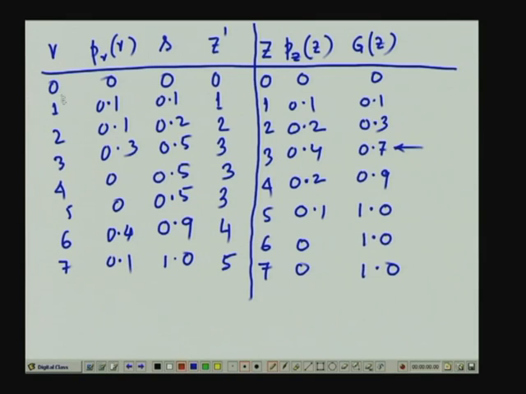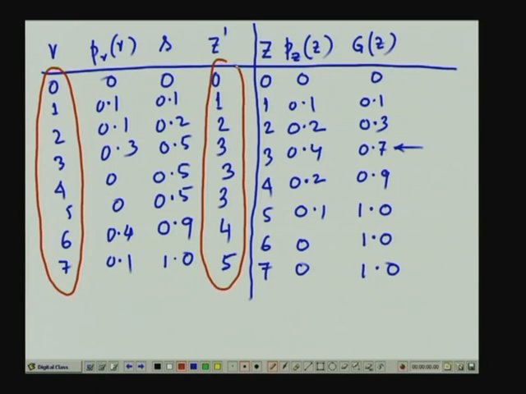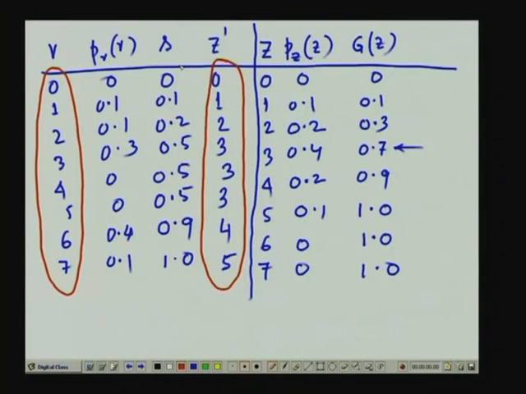So, these two columns, the column of r and the column of z prime, these two columns give us the mapping between an intensity level and the corresponding processed image intensity level when I go for this histogram equalization. Histogram matching.